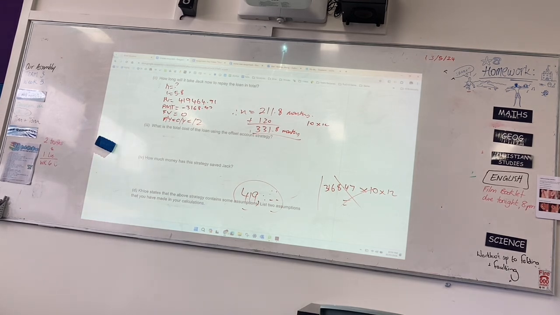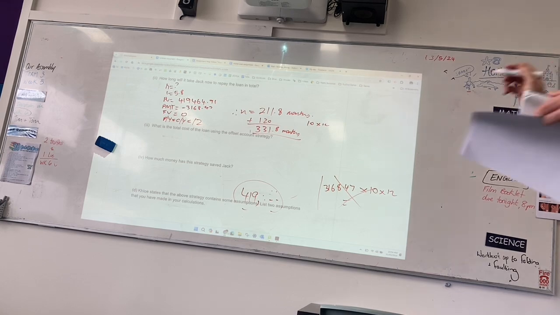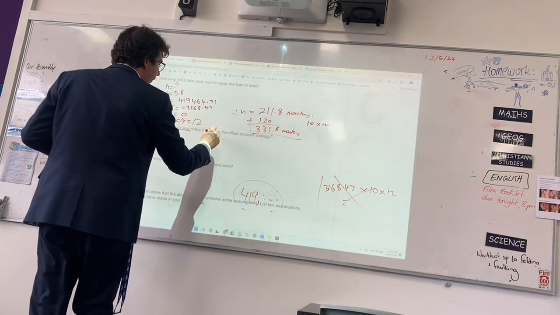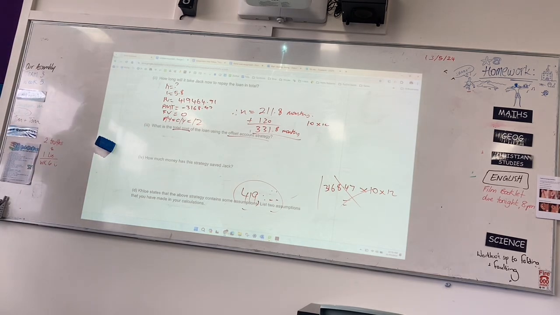Has it saved Jack some time? Originally, he was paying the loan off over 30 years. 30 times 12, you've probably seen this number come up quite a lot in your calculator, 360. Now it's only taking him 331 months. So this is a good thing, isn't it? Okay. What is the total cost of the loan using the offset account strategy? Wait, where did the 120 come from? The first 10 years. Oh, yeah.